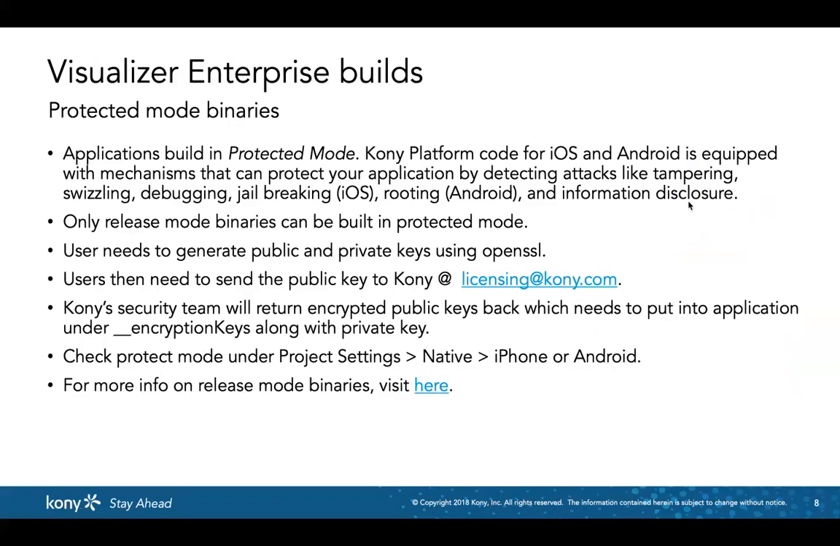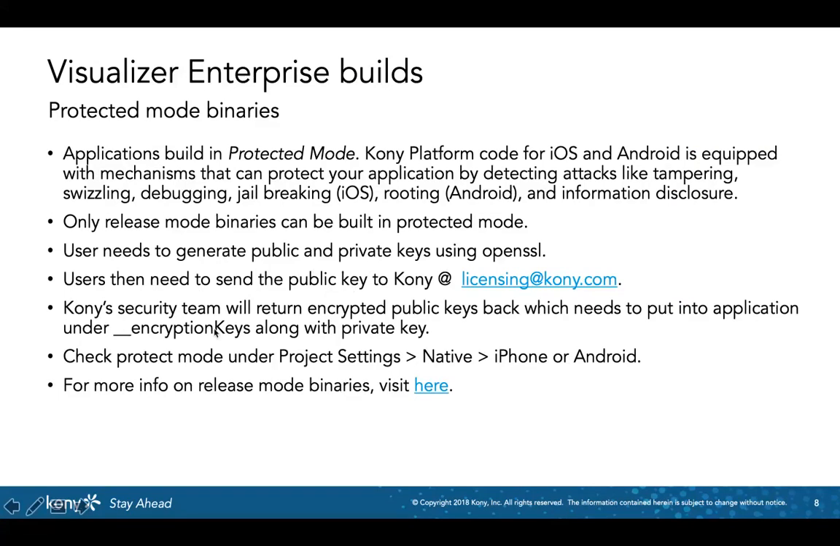For protecting the binaries using protected mode, you need to generate public and private keys using OpenSSL. I'll quickly walk you through the steps of generating or obtaining these public and private keys. Once the user generates a public key using OpenSSL, you need to send these keys to Kony at licensing.kony.com. The Kony security team will check the public key, encrypt it, and give it back to the user to put under the application.